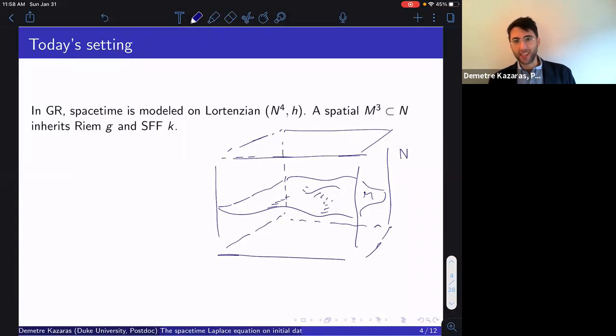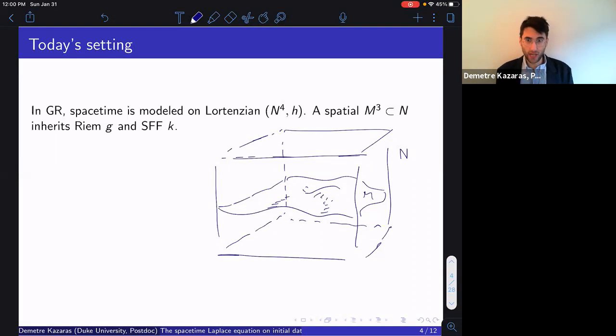So let's fix the setting. What do I mean by positive mass theorem? Well, let me give you a quick rundown of what is going on here. So in general relativity, Einstein's theory of gravity, spacetime is modeled on a Lorentzian 4 manifold. So that's a 4 manifold equipped with an indefinite metric of signature 3, 1. So 3 positive directions, 1 negative direction. I'll give you an example in a moment.